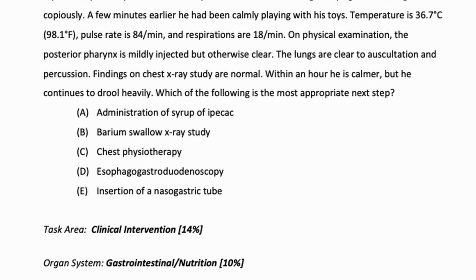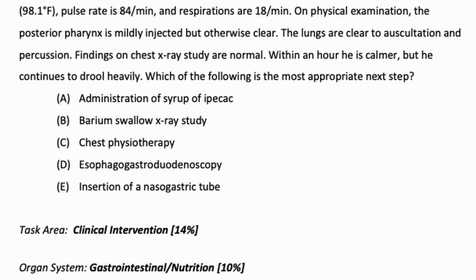So let's look at the answers here. Administration of syrup of ipecac, barium swallow study, chest physiotherapy, a scope, and then insertion of a nasogastric tube. And remember, we're in GI nutrition. So chest physiotherapy, is that really something that's going to be the answer when we're in GI nutrition? That's probably not likely. So you've kind of ruled out chest physiotherapy, and you've got these four other answers that all seem to have something to do with the GI tract from the mouth down to the stomach. And so you should automatically, if you weren't already, be thinking that maybe this child swallowed a foreign body.